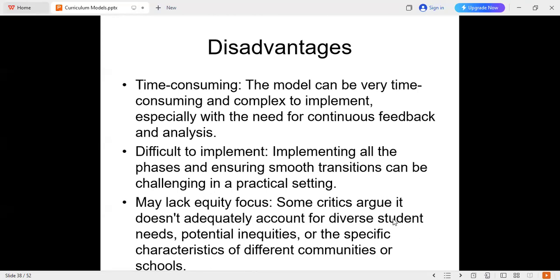Without proper study, we can't suddenly bring a curriculum reform. Difficult to implement: implementing all the phases and ensuring smooth transition can be challenging in a practical setting.